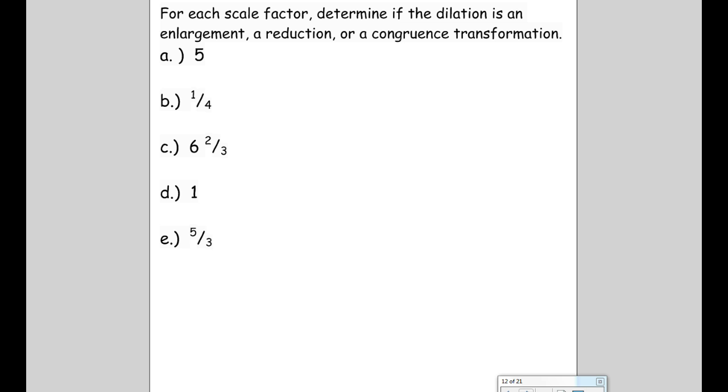All right, super easy. To the board. Julius, go do A. Megan, go do B. Yasmin, go do C. Travis is not here. Brett, go do D. And Nasia, go do E. Go. You're writing if it's an enlargement, a reduction, or a congruence transformation. And that is the scale factor listed. I think you were D. Julius, you were A.